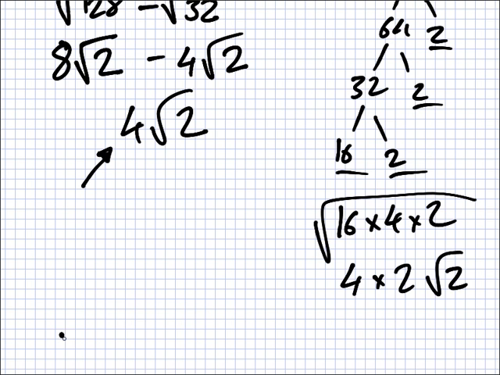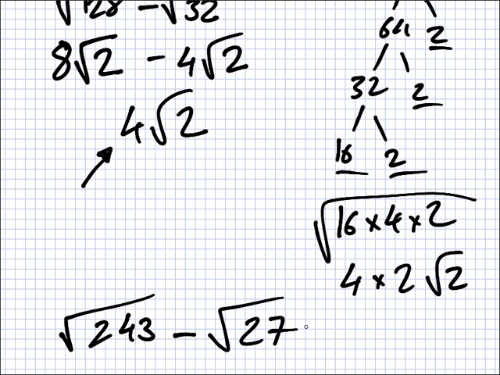Try this one for me. Root 243 minus root 27. Try that. The perfect is if it would be like cube. It would be, but life isn't as nice as that.